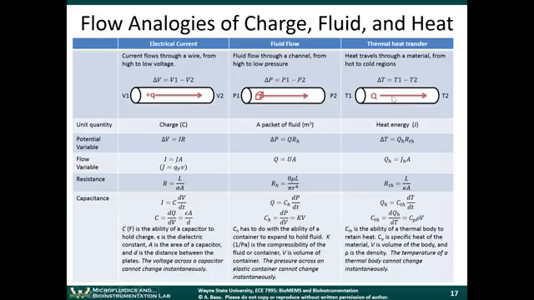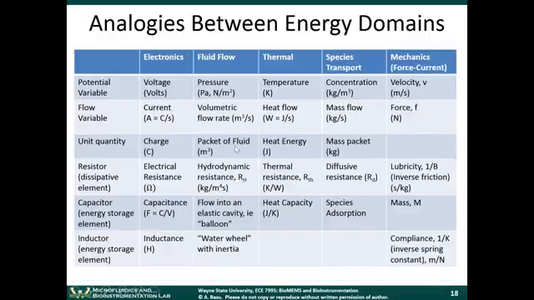Because you imagine current as the same thing as fluid flow and the same thing as heat flow. Okay, so the different energy domains: when we look at our flow variables, in electrical systems it's current. In fluid flow, it's volumetric flow rate. In thermal systems, it's heat flow. These are all flow-type things. It's very intuitive to understand.